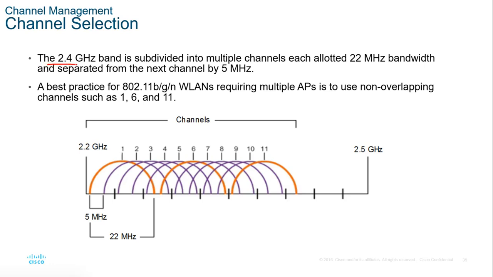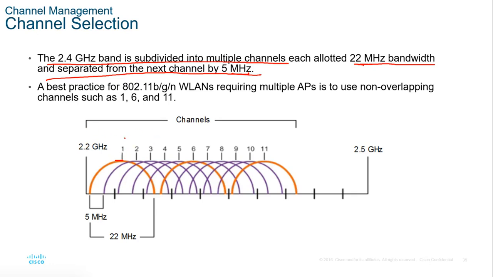So the 2.4 gigahertz bandwidth is subdivided into multiple channels, each allocated 22 megahertz bandwidth and separated from the next channel by 5 megahertz. So when you look at this, each channel, now the non-overlapping channels, they're this. We have a 1 here separated by 5. So you will count here that we have 1, 2, 3, 4, 5 to go to the next one.